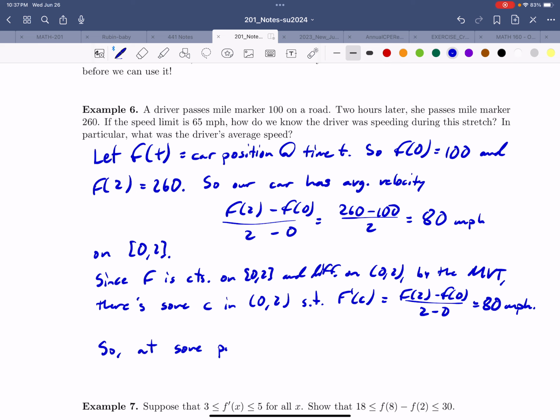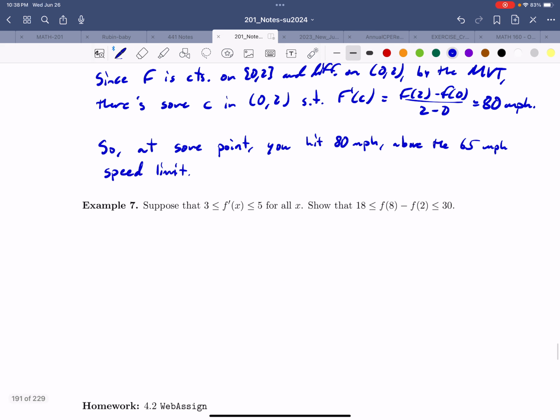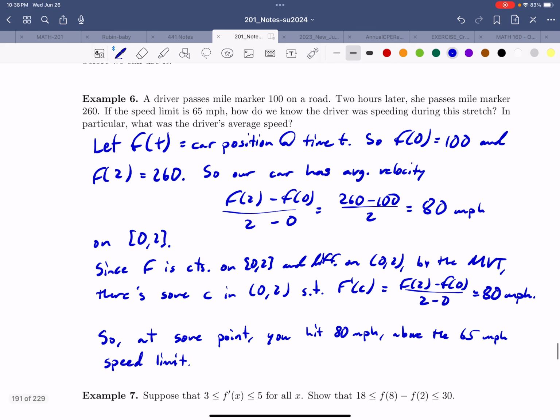So at some point, you hit 80 miles per hour, above the 65 mile per hour speed limit. So that's just a nice, cute little application of the mean value theorem.